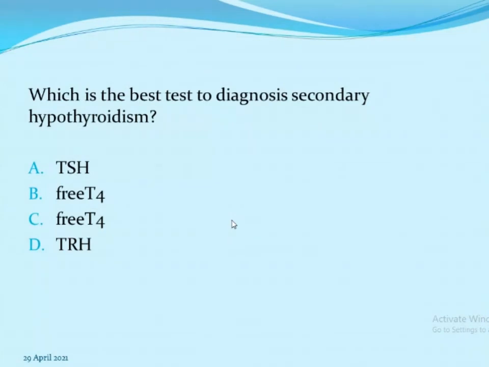Next, we have another question for you. Which is the best test to diagnose secondary hypothyroidism? As I said, we are always talking about primary and secondary. And here, how can you diagnose secondary hypothyroidism? Options: C, T3 or T4, D, TRH.